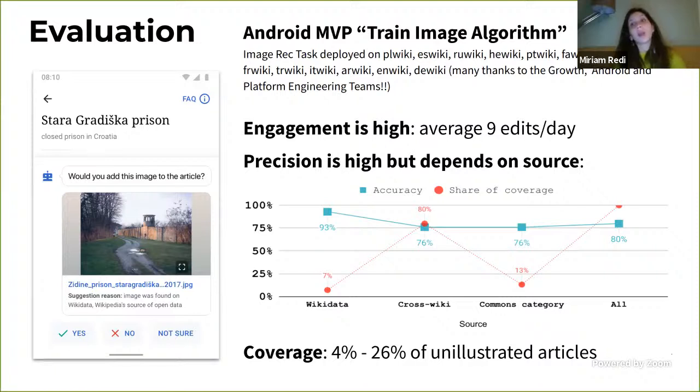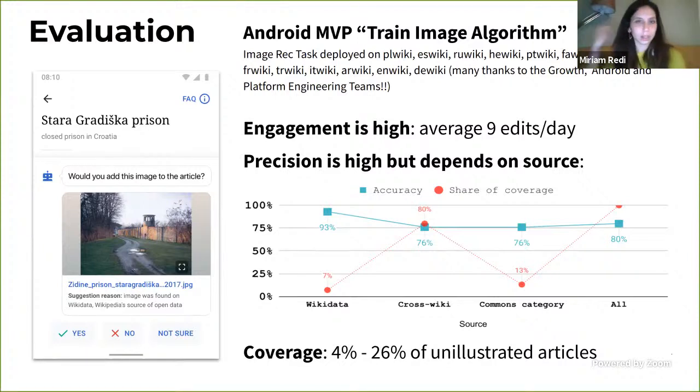And it is right now being deployed by the growth team in the add an image structured task. To test the effectiveness of the algorithm back in April, May 2021, together with the Android team and thanks to the platform engineering team, we deployed a feature on the Android app called Train the Image Algorithm, where editors were asked to annotate the goodness of image to article matches. And this was also to test whether the engagement with this type of structured task would be high or not.